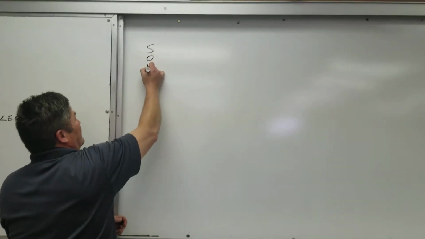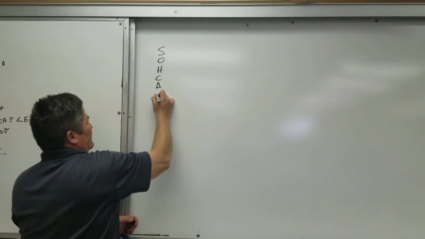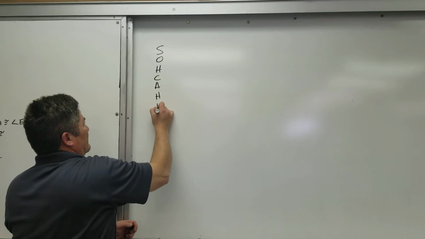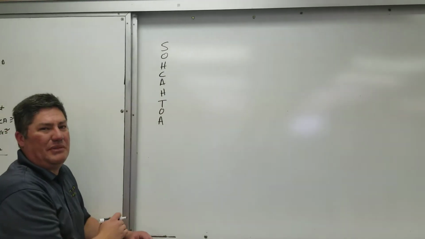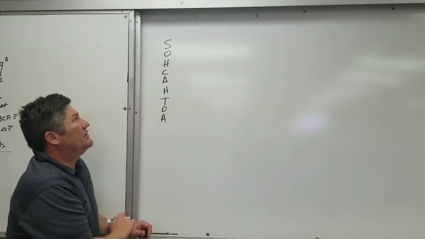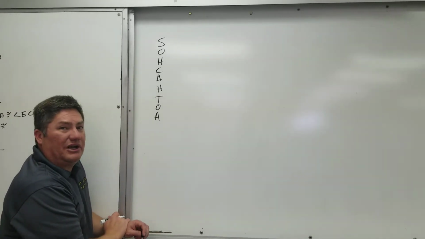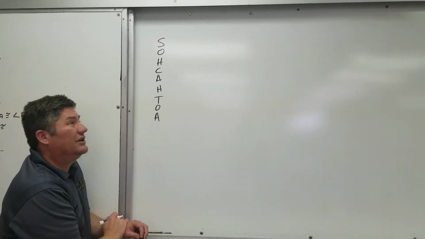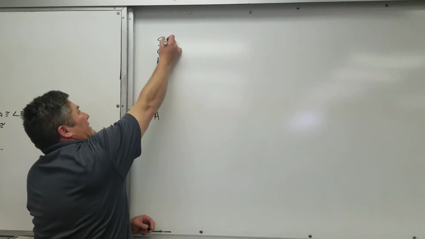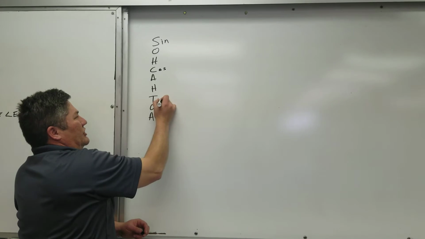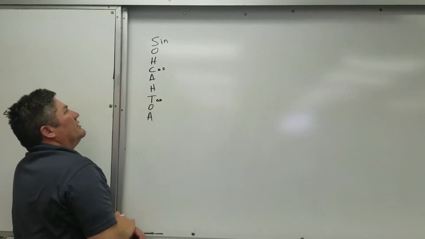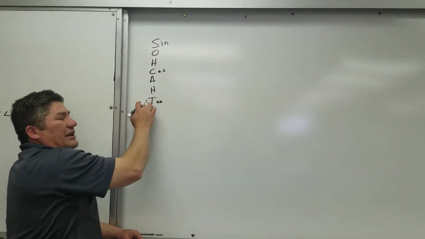Sohcahtoa lesson. For Math 3, this is just right angle trig, and we're going to use Sohcahtoa. So remember that this means the sine, the cosine, the tangent. So sine, cosine, and tangent.